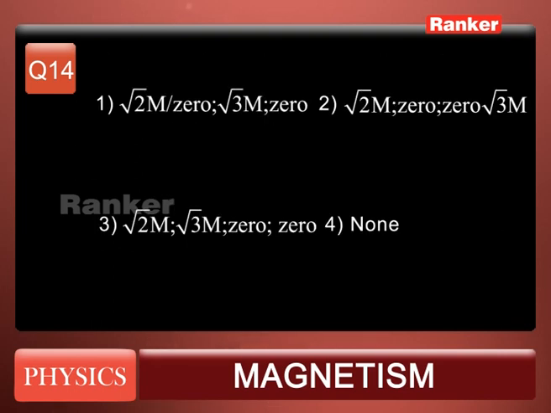The first option is root 2m, 0, root 3m and 0. Second option, root 2m, 0, 0, root 3m. Third option, root 2m, root 3m, 0, 0. And the fourth option is none. Now see how to solve this problem.